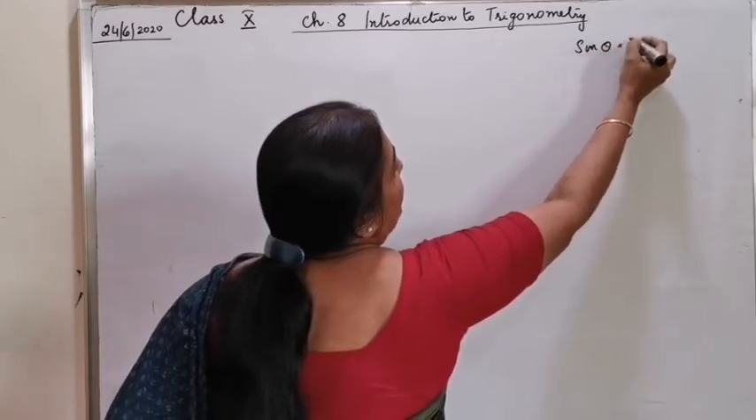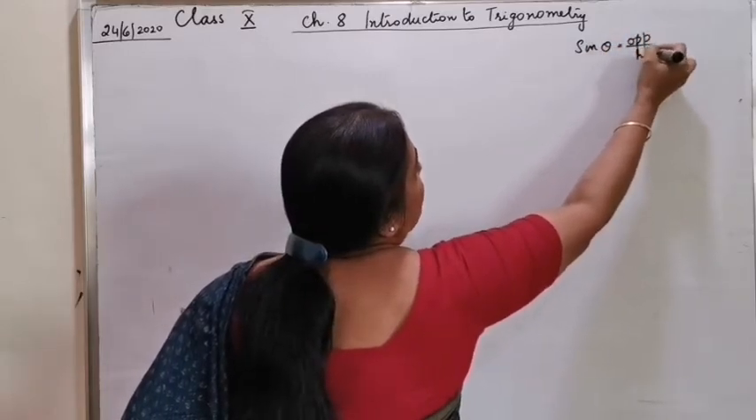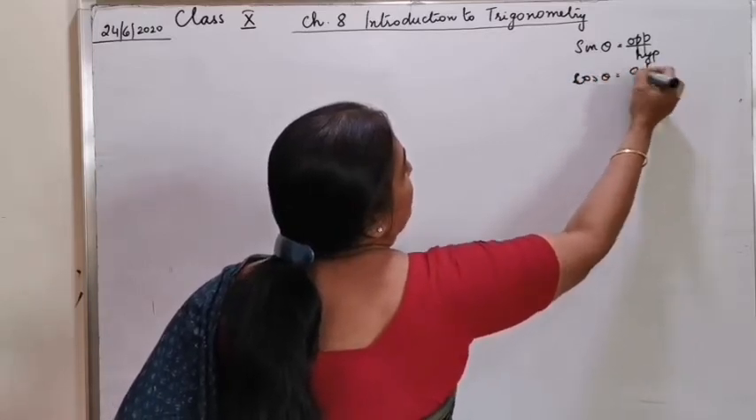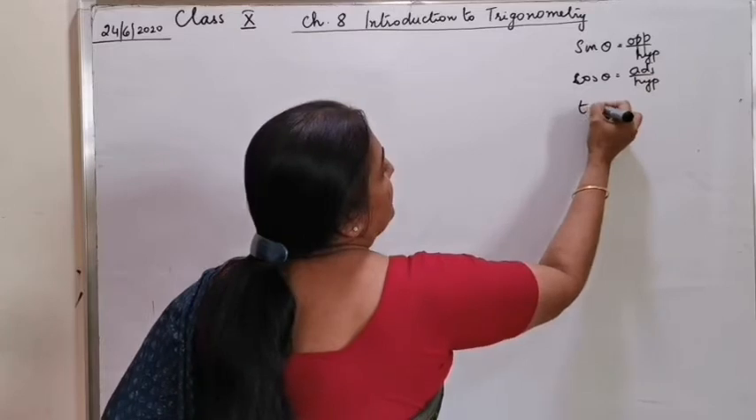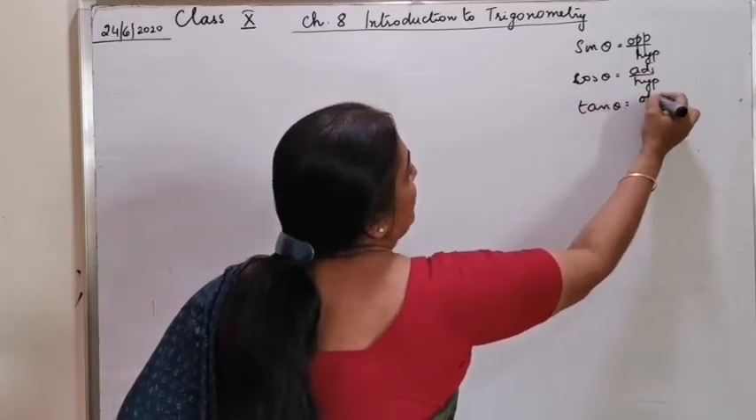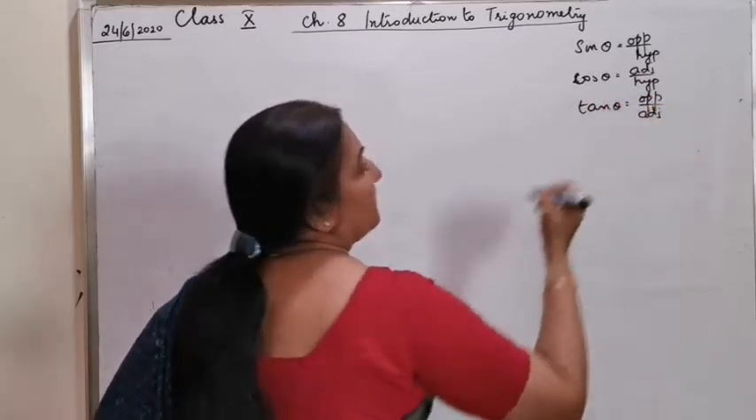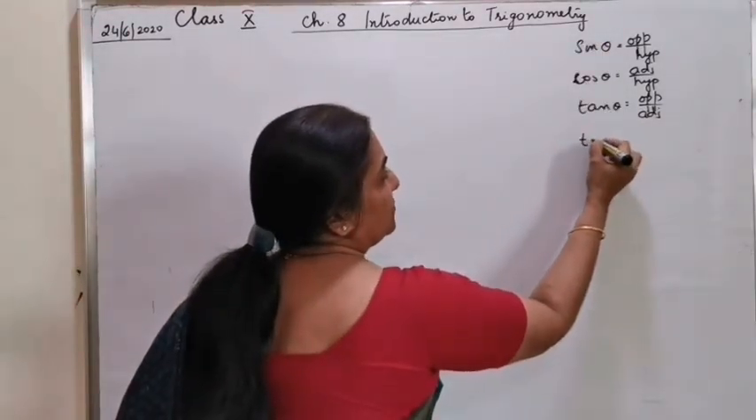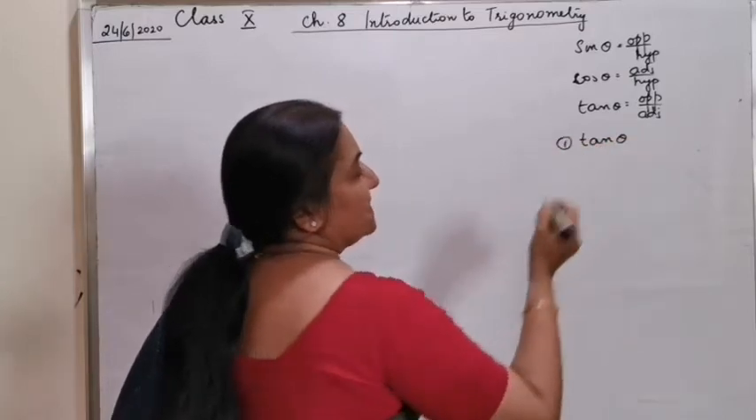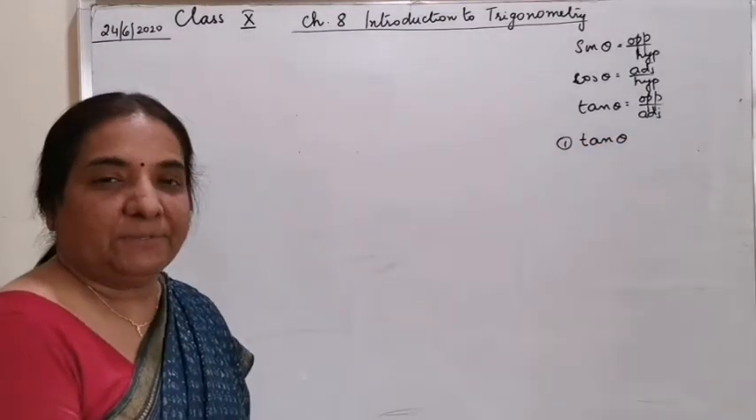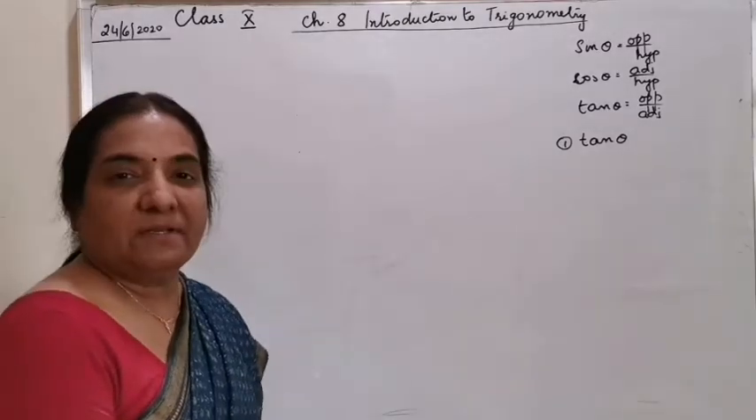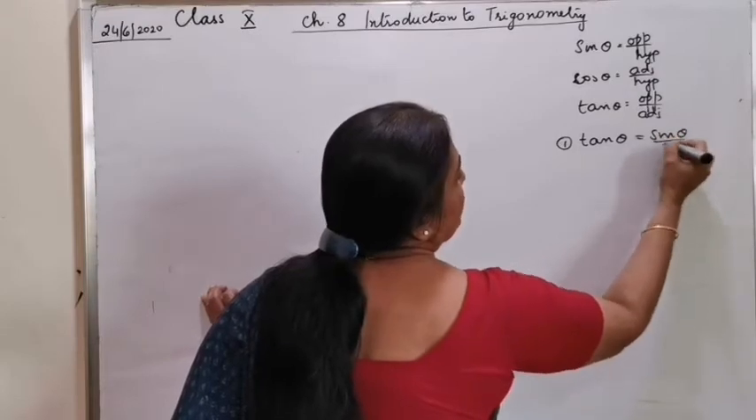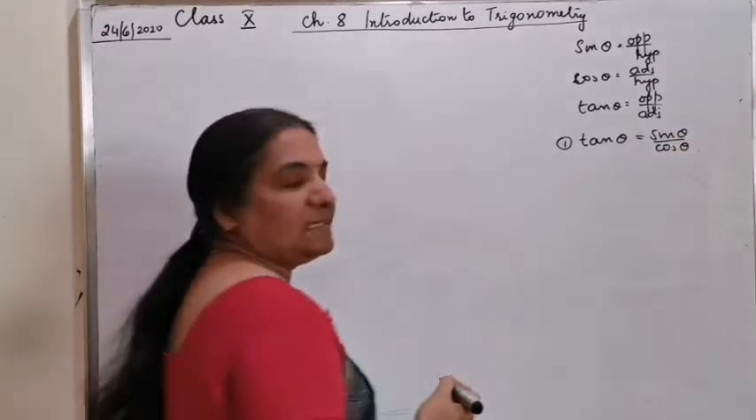Sine of an angle is opposite by hypotenuse. Cos theta is the same as adjacent by hypotenuse, and tan theta is the same as opposite by adjacent. And based on the sine ratio and cos ratio, the first important concept in the next exercises is tan theta is the same as sine theta by cos theta.